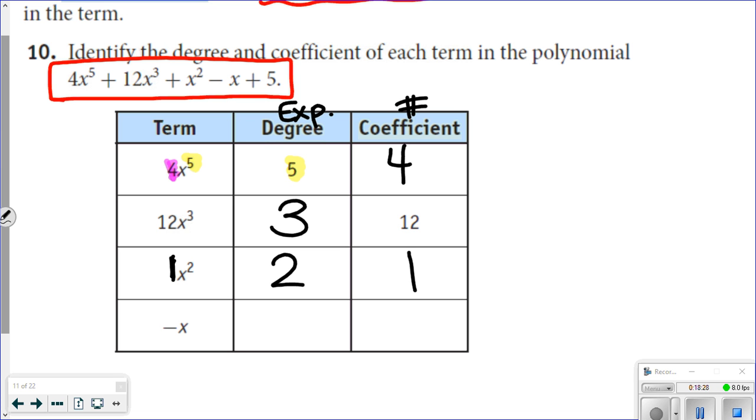Negative x, do we have an exponent? If it's not there, it's a 1. Do I have a number out in front? Negative 1.